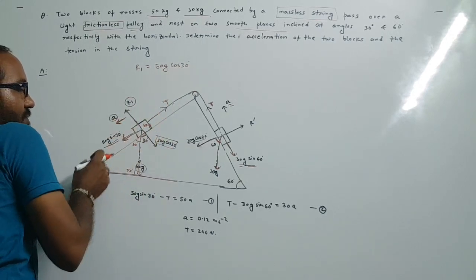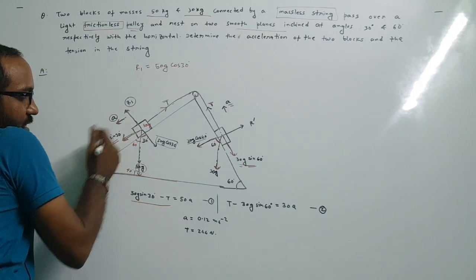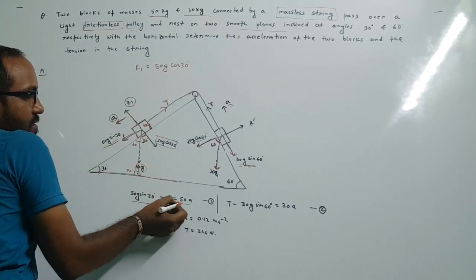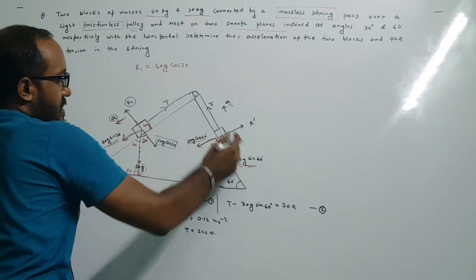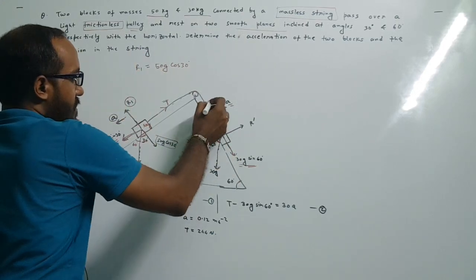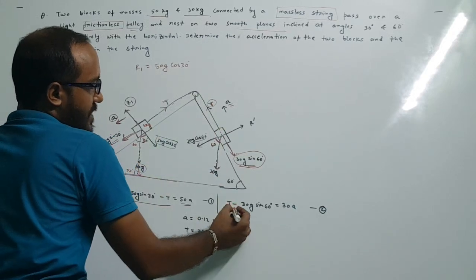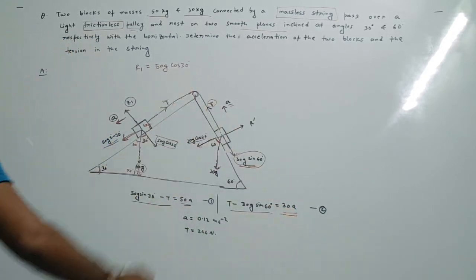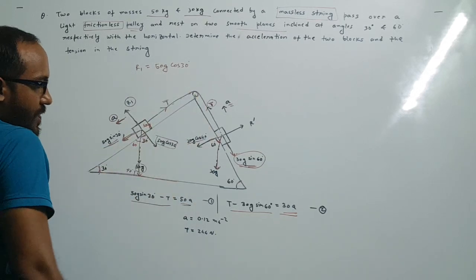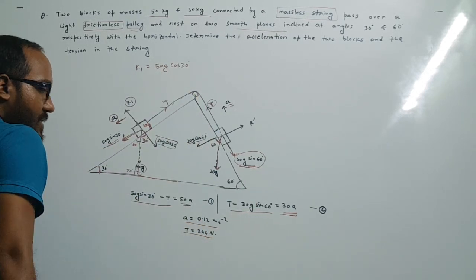So what is the resultant force? As the object is moving in this direction, the resultant force is 50 g sin 30 minus T, which should equal mass times acceleration, 50 into a. In the other direction, as the body is moving upward, T is greater than 30 g sin 60, so the resultant force is T minus 30 g sin 60, which equals mass times acceleration, that is 30 into a. Solve these two equations and you will get the acceleration and tension.